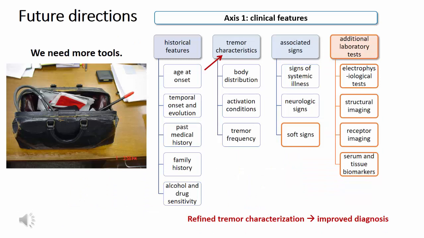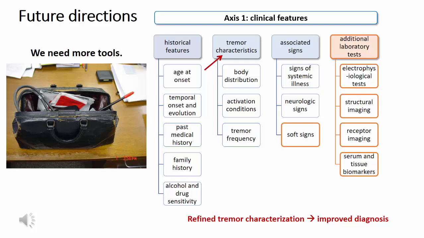Axis 1 clinical syndromes are based largely on the patient's history and neurological examination, and the importance of a thorough, skilled clinical examination cannot be overstated. There is still room for refining the clinical characterization of tremor, and I will now provide a few important examples.